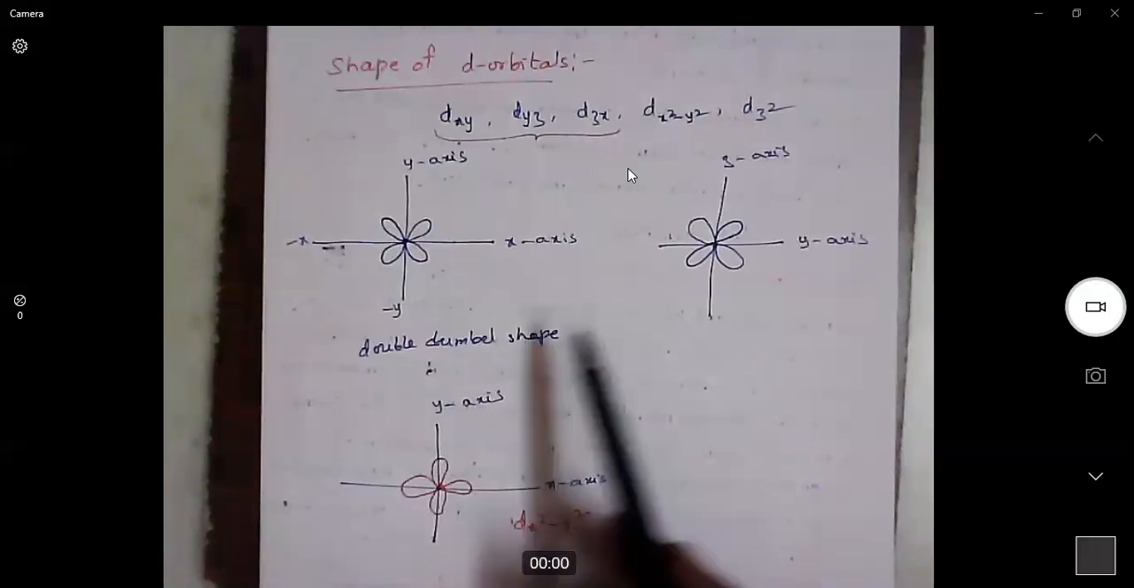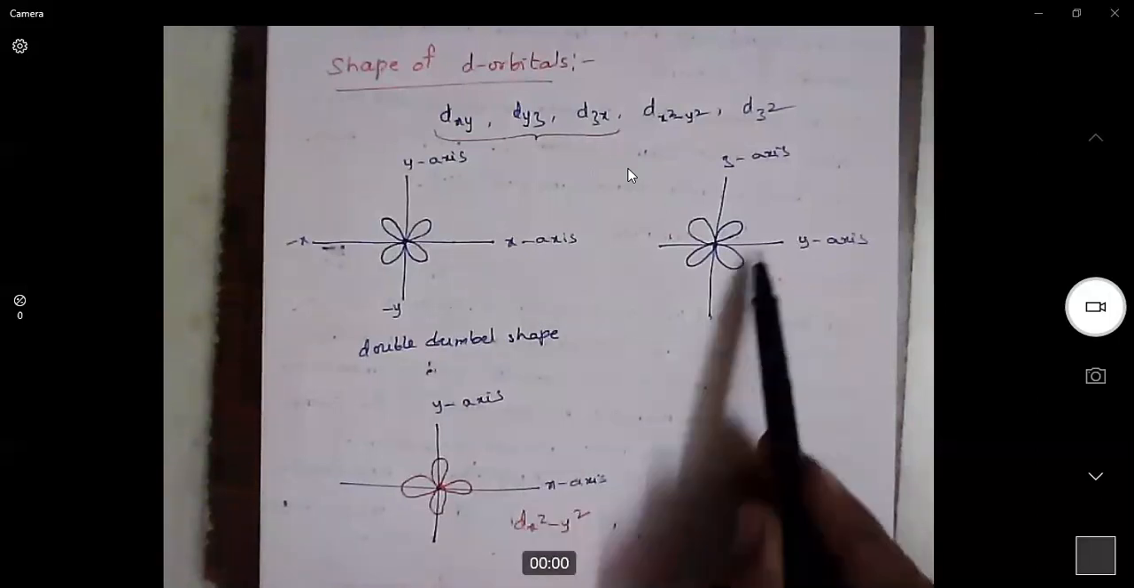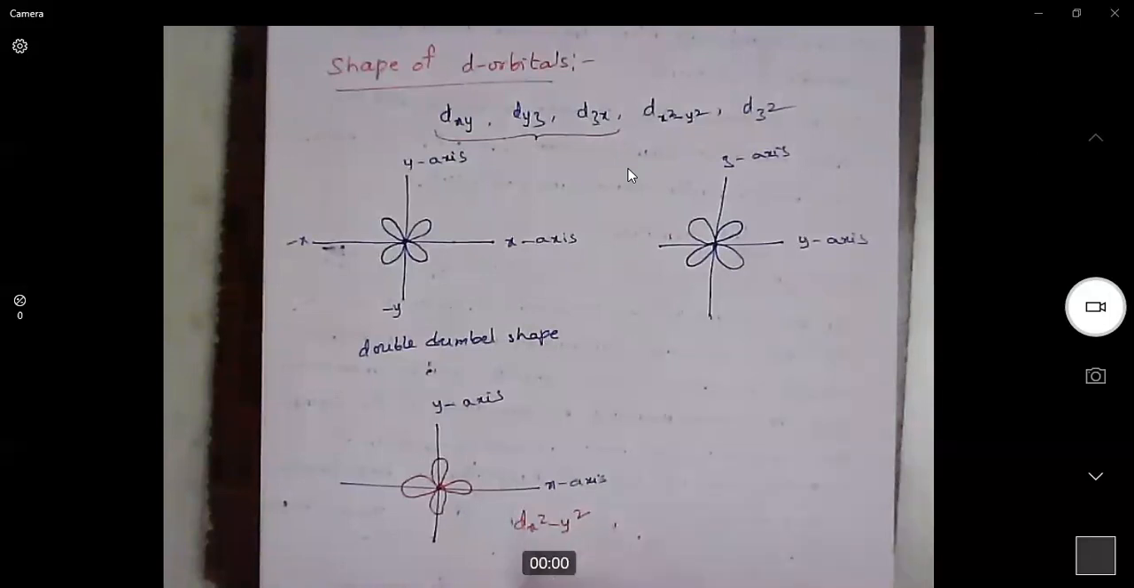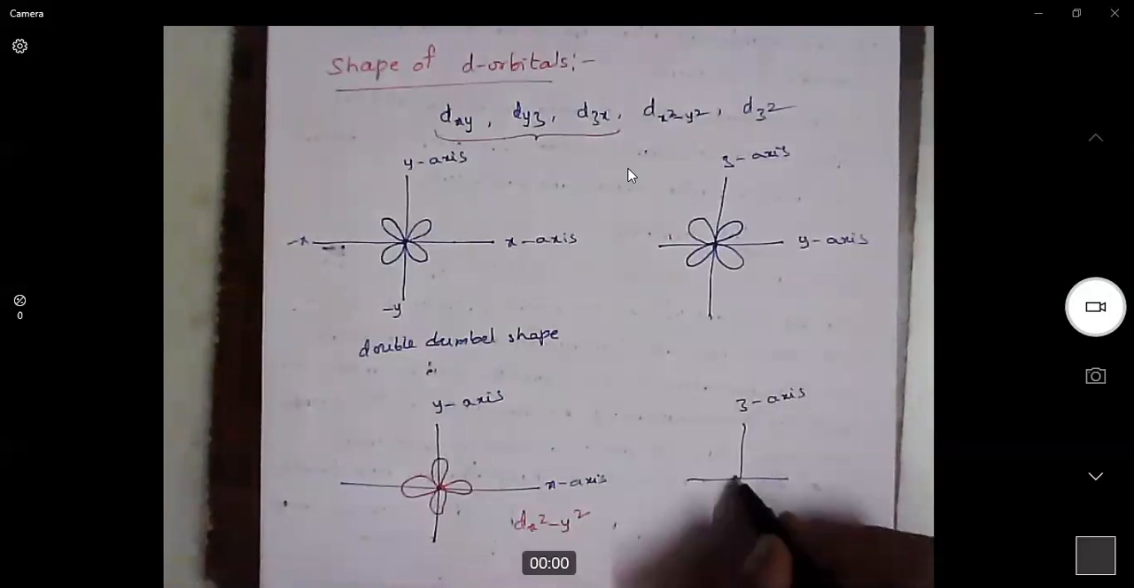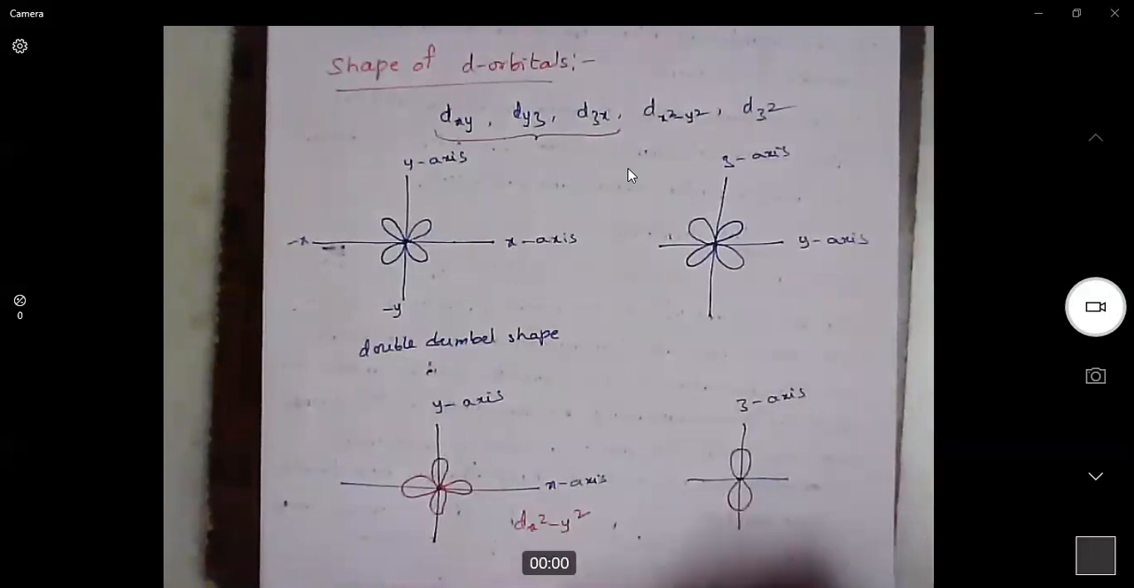Dxy, dyz, dzx are distributed in between the axis, whereas dx square y square and dz square are distributed along the axis. In this case, dz square is distributed in the z direction, and in the x direction and y direction it does not have any orbital, so it looks like a donut shape.